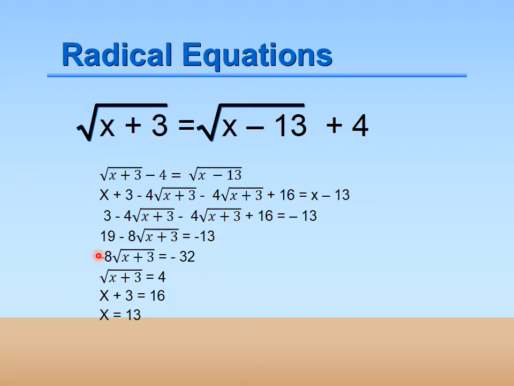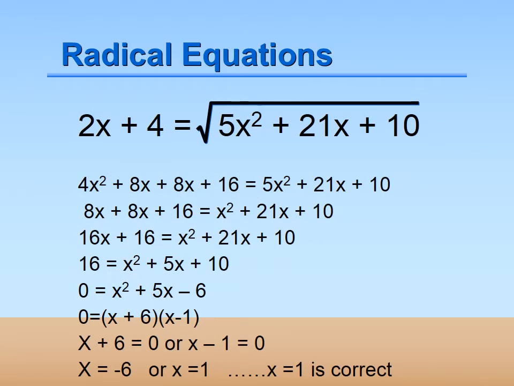You might be a little concerned that this is negative 32, but don't say no solution quite yet, because we have not finished isolating the radical. You can't say that there's no solution until the radical is completely isolated, and it's not yet. So we're going to divide both sides by negative 8. And when we do, we get positive 4, because negative 32 divided by negative 8 is positive 4. So now I've got the square root of x plus 3 equals 4. Now I can legally square both sides, giving me x plus 3 equals 16, which means that x is equal to 13.